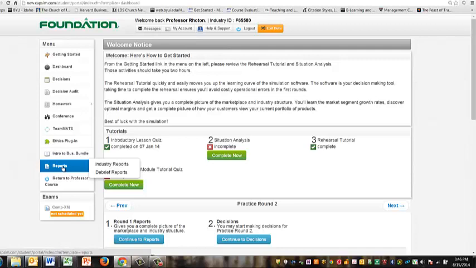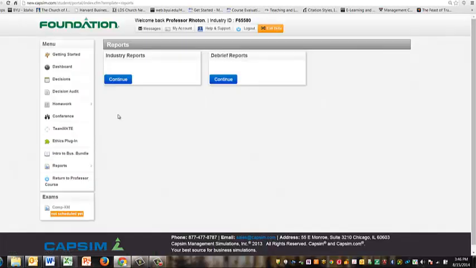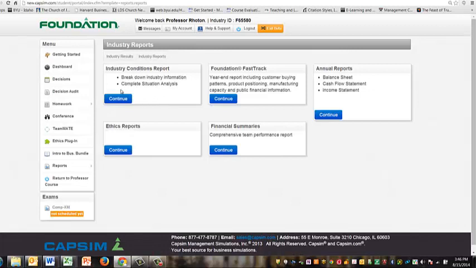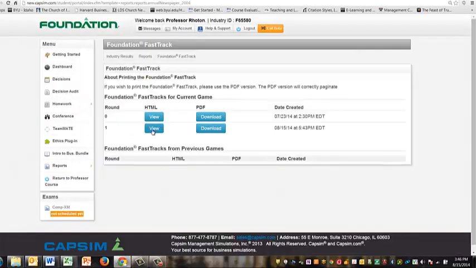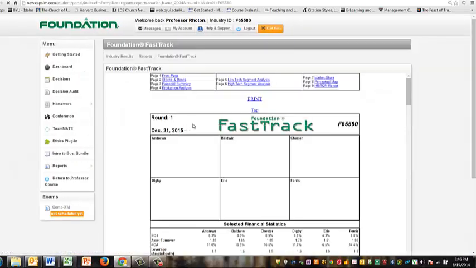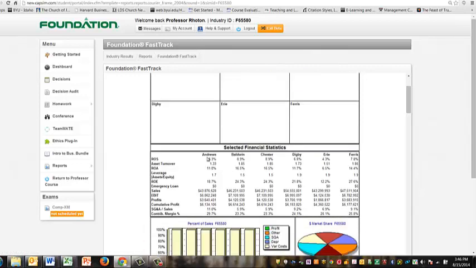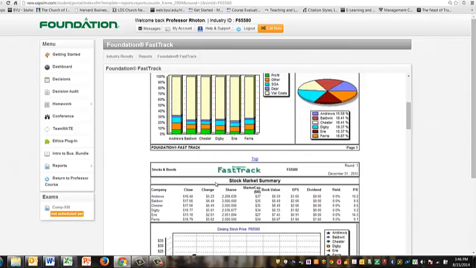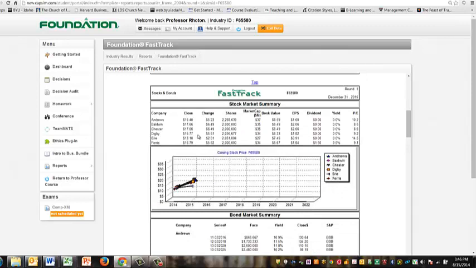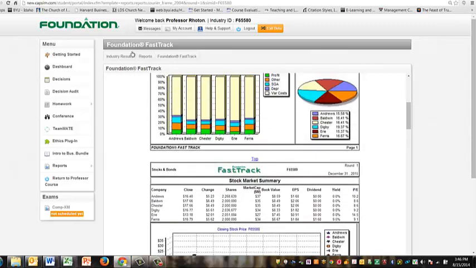If you go to the reports section, you'll see that there's some industry reports here. The industry reports include things like your industry conditions report. It includes your fast track report. This is the fast track report. I'm going to look at this for round one. For the Andrews Company, here is the return on sales, the sales, profits. It gives you the financial information that you need from the fast track report.